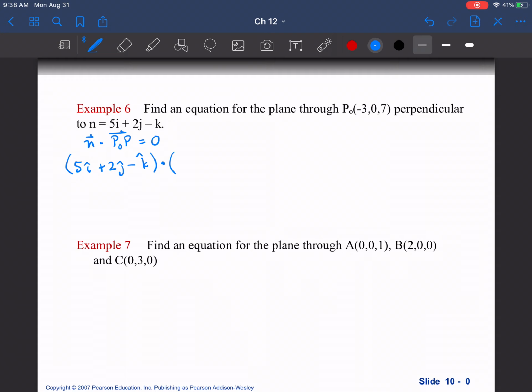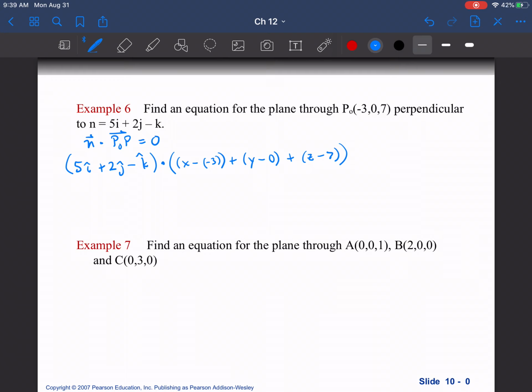So what we need is to write this out in terms of this P naught and then the general x, y, z, another unknown point on that, a variable point. It can be any other point, assuming we know this one fixed point. So this would be x minus x naught, which is -3, plus y minus 0 plus z minus 7, just like that.